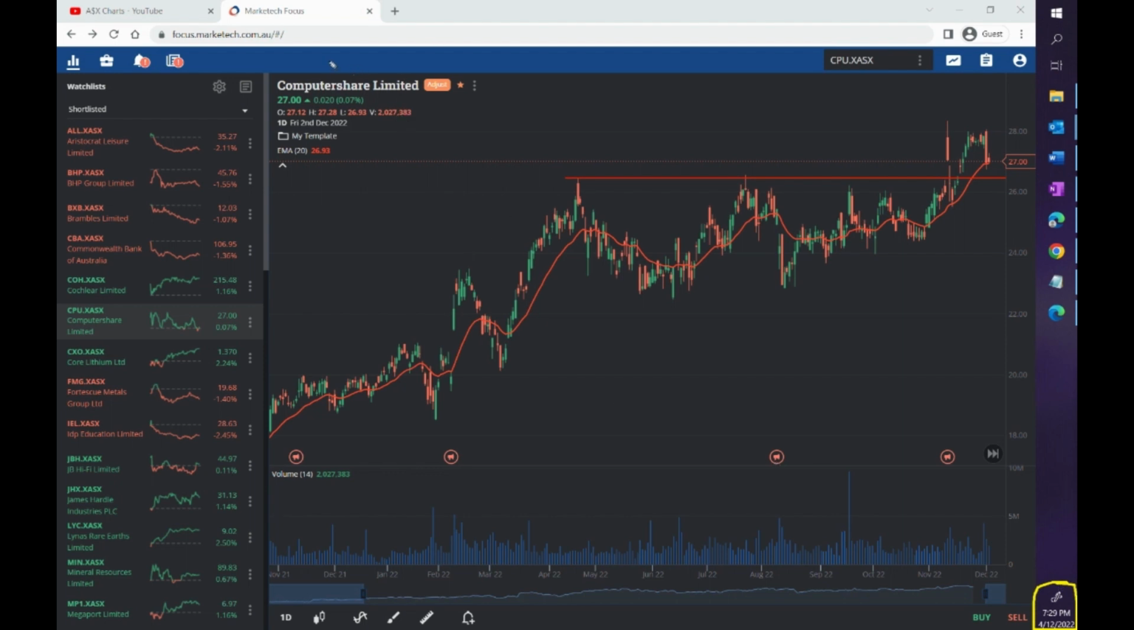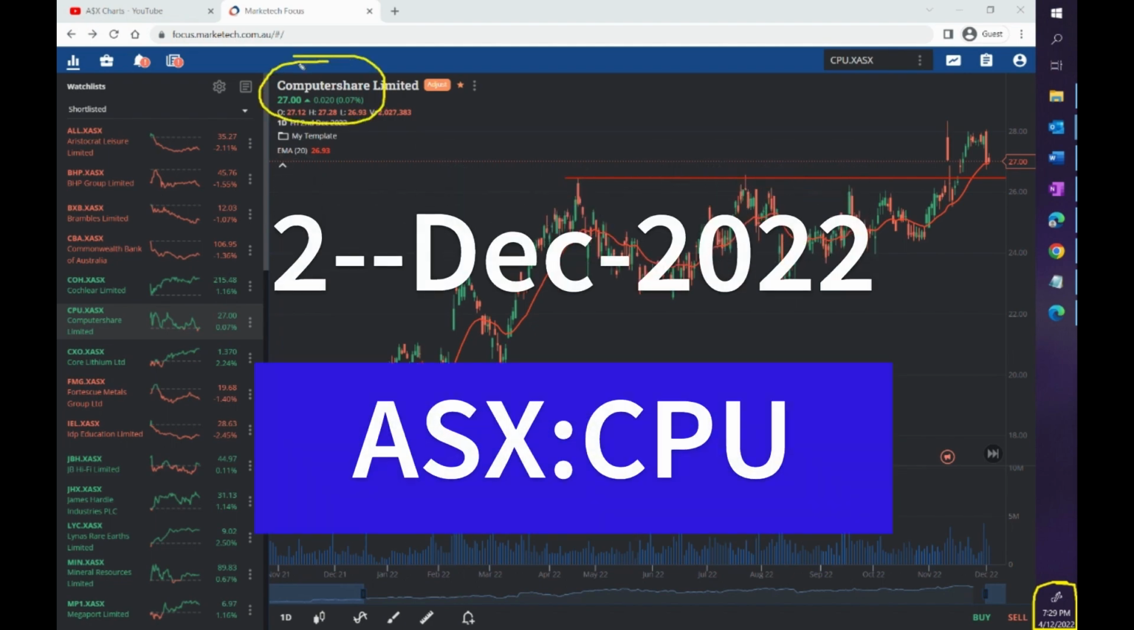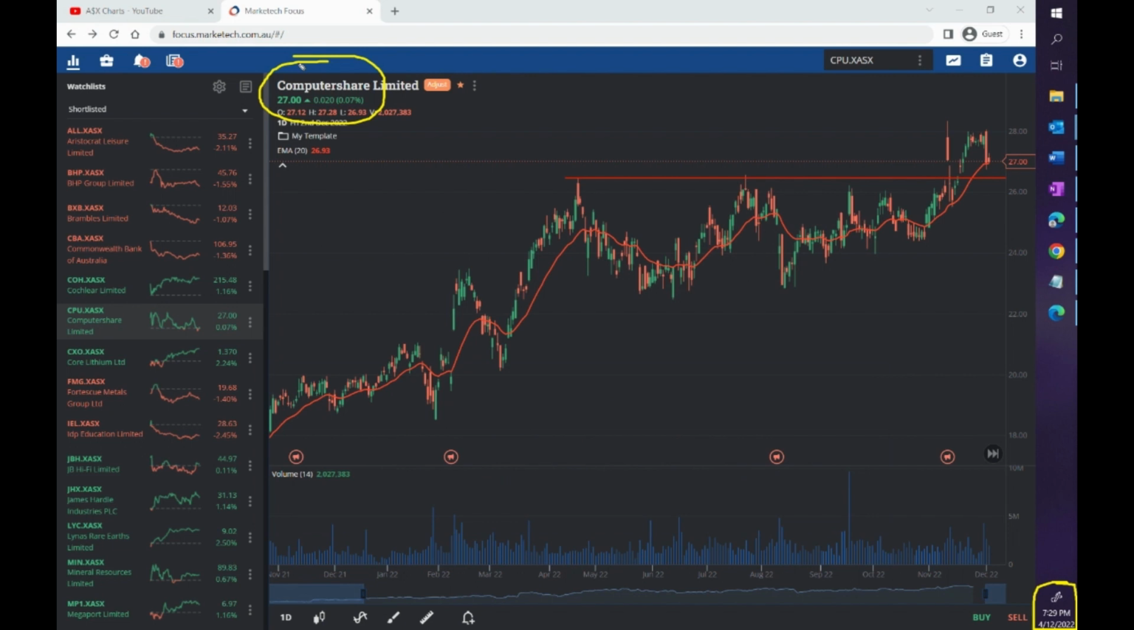Today is the 4th of December 2022, and I'll be looking today at the chart of Computer Share, and we'll be analyzing the trends as I see them and why exactly this has come onto my watch list.